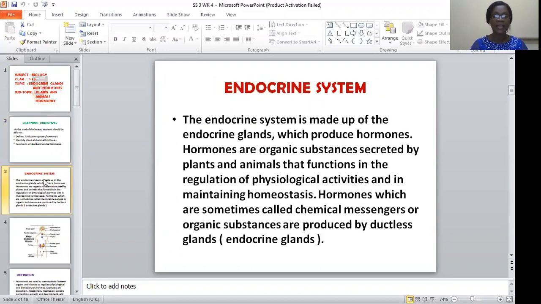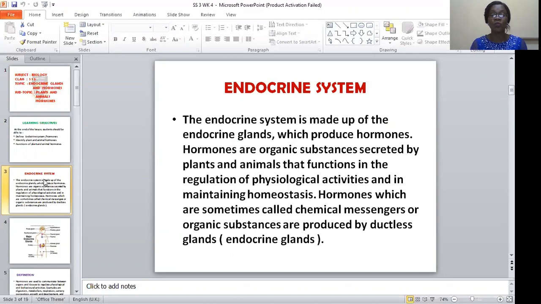First, let's define the endocrine system. The endocrine system is made up of the endocrine glands, which produce hormones. Hormones, on the other hand, are organic substances secreted by plants and animals that function in the regulation of physiological activities and maintaining homeostasis, that is, the internal environment. Hormones, which are sometimes called chemical messengers, are produced by ductless glands, which we all know to be endocrine glands. Like we human beings, our body produces different hormones depending on the area of the body which they are coming from.